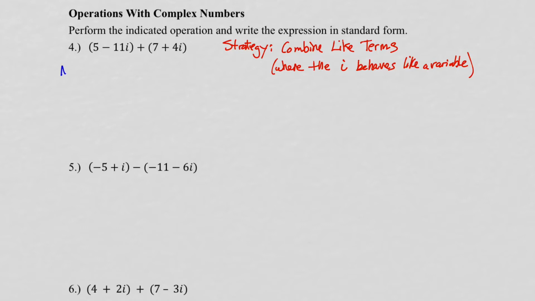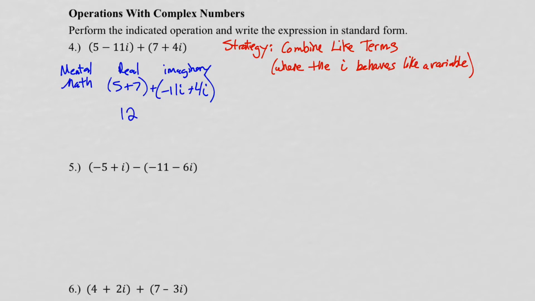So the mental math that's happening here is basically the real parts we're going to add up. So that's the 5 and that's 7. And then the imaginary is the negative 11i plus 4i. So basically, we're just doing 12, and then negative 11 plus 4 is negative 7. We'll keep that i in there. Okay.